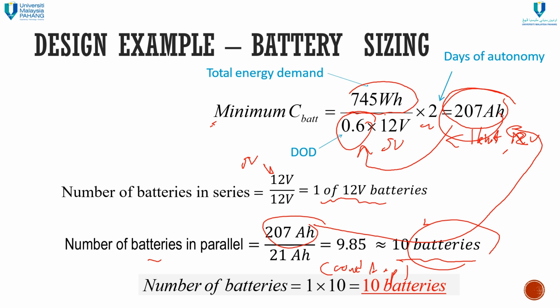So the number of batteries that we are going to use here is 1 multiplied by 10. We need only 10 batteries. Let's say our system voltage is 48 volts. If 48 volts, then this one will become 4 batteries in series, so it becomes 40 batteries, if the system is 48, for example.